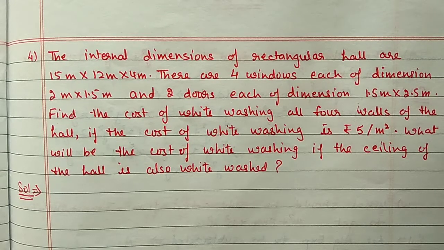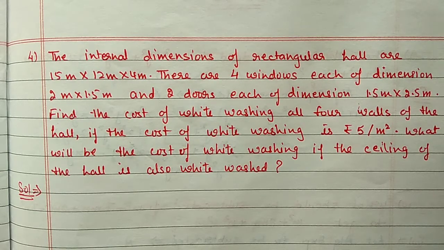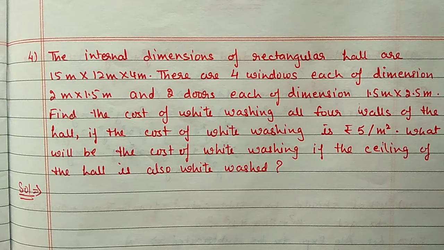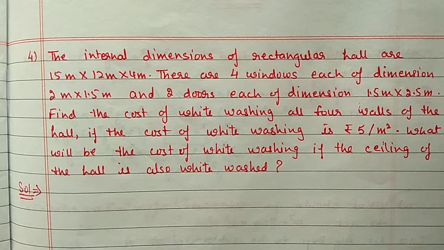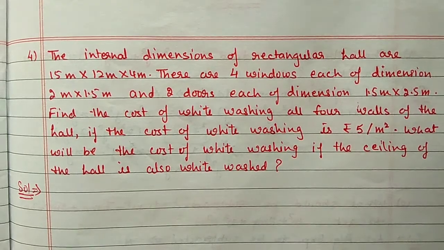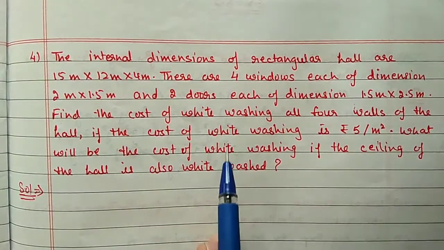Next, question number 4. The internal dimensions of a rectangular hall are 15 meter by 12 meter by 4 meter. There are 4 windows, each of dimension 2 meter by 1.5 meter, and 2 doors, each of dimension 1.5 meter by 2.5 meter. Find the cost of whitewashing all 4 walls of the hall if the cost of whitewashing is 5 rupees per meter square. And what will be the cost of whitewashing if the ceiling of the hall is also whitewashed? So first we will find out according to the 4 wall whitewashing.